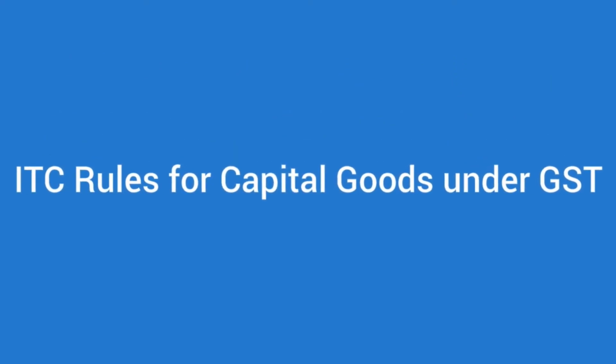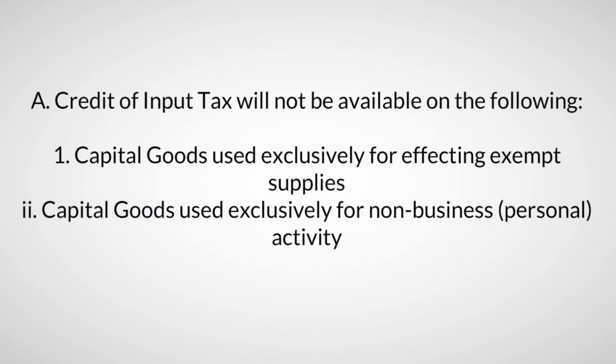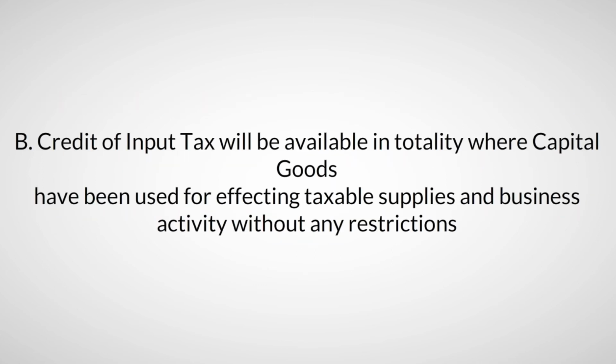ITC rules for capital goods under GST. A. A credit of input tax will not be available on the following: 1. Capital goods used exclusively for effecting exempt supplies. 2. Capital goods used exclusively for non-business, personal activity. B. Credit of input tax will be available in totality where capital goods have been used for effecting taxable supplies and business activity without any restrictions.